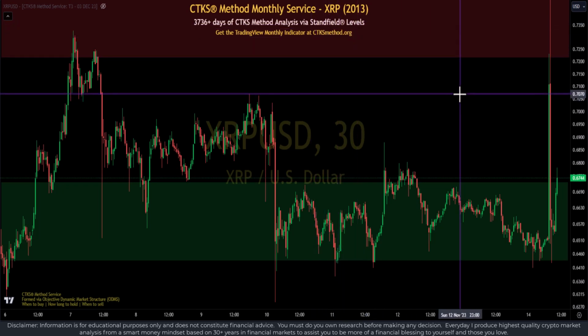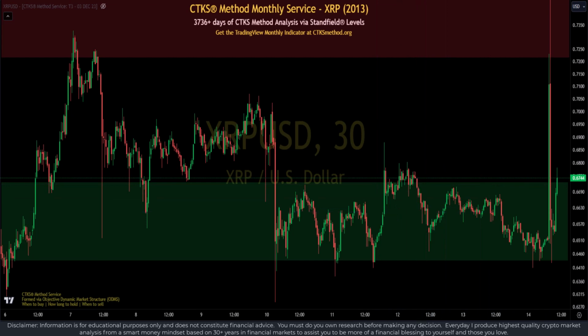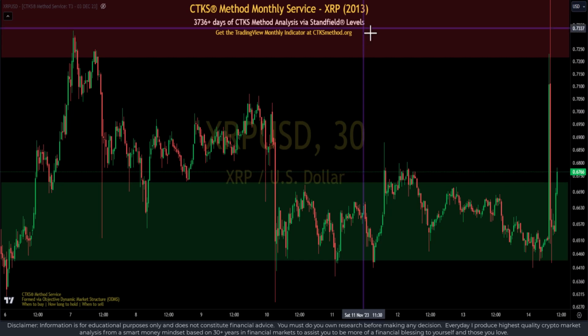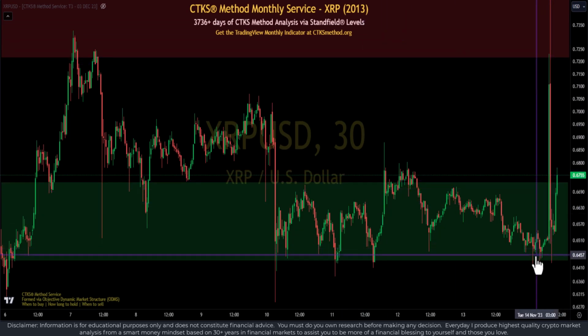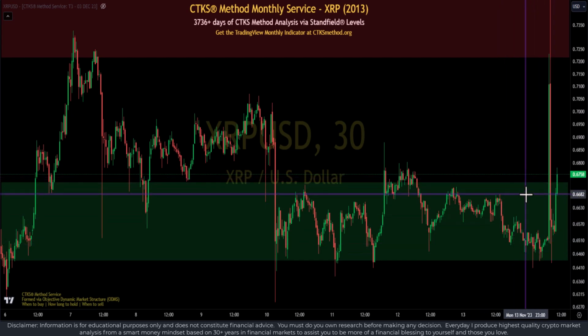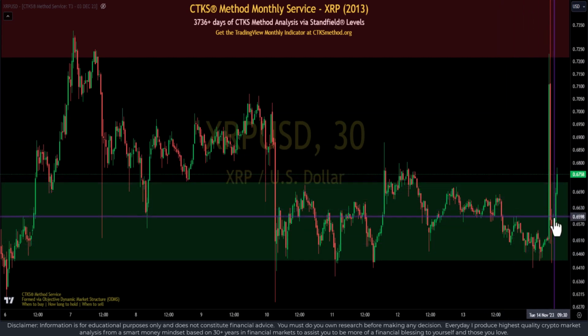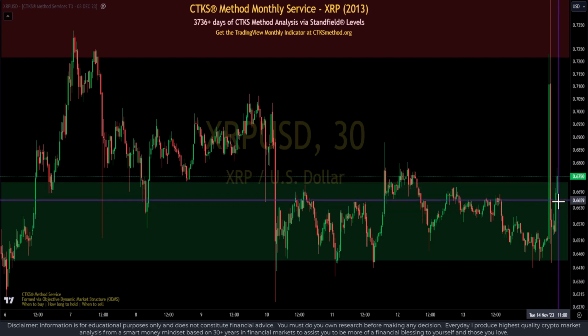An SL is a Stanfield level. Those are those lines. They're called SLs or Stanfield levels because they mark up all of price history. They're very, very special. They're institutional grade levels of support and resistance. We can also see that we came down to very solid structural support levels down here. That's why I was accumulating in real time and shooting a video on it to explain how to use the CTKS method trading system.